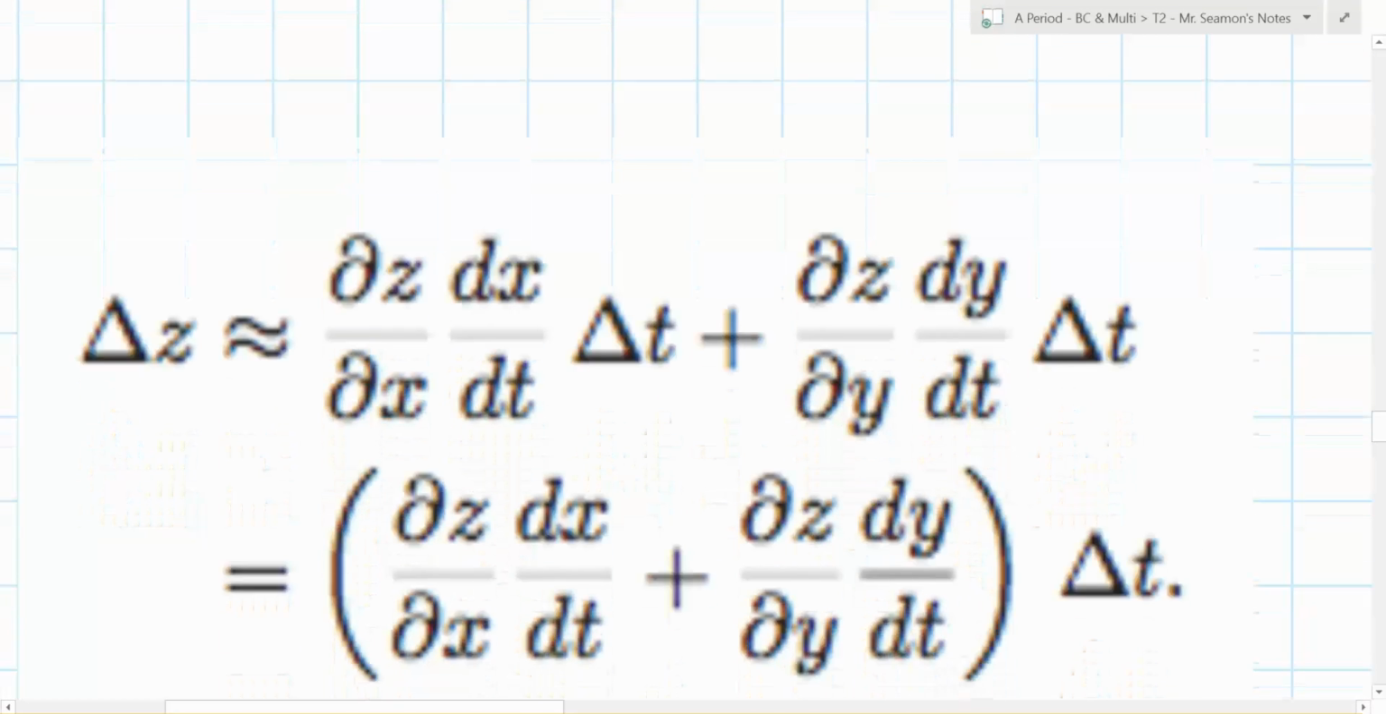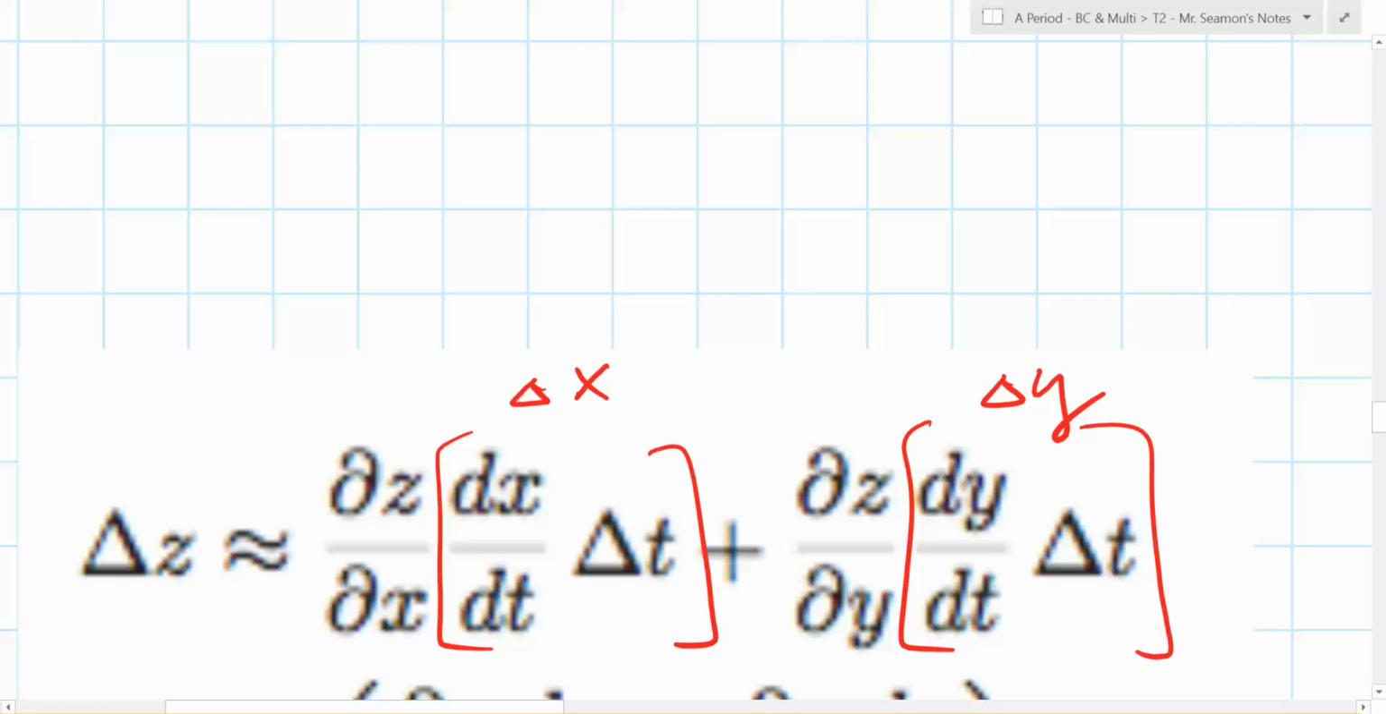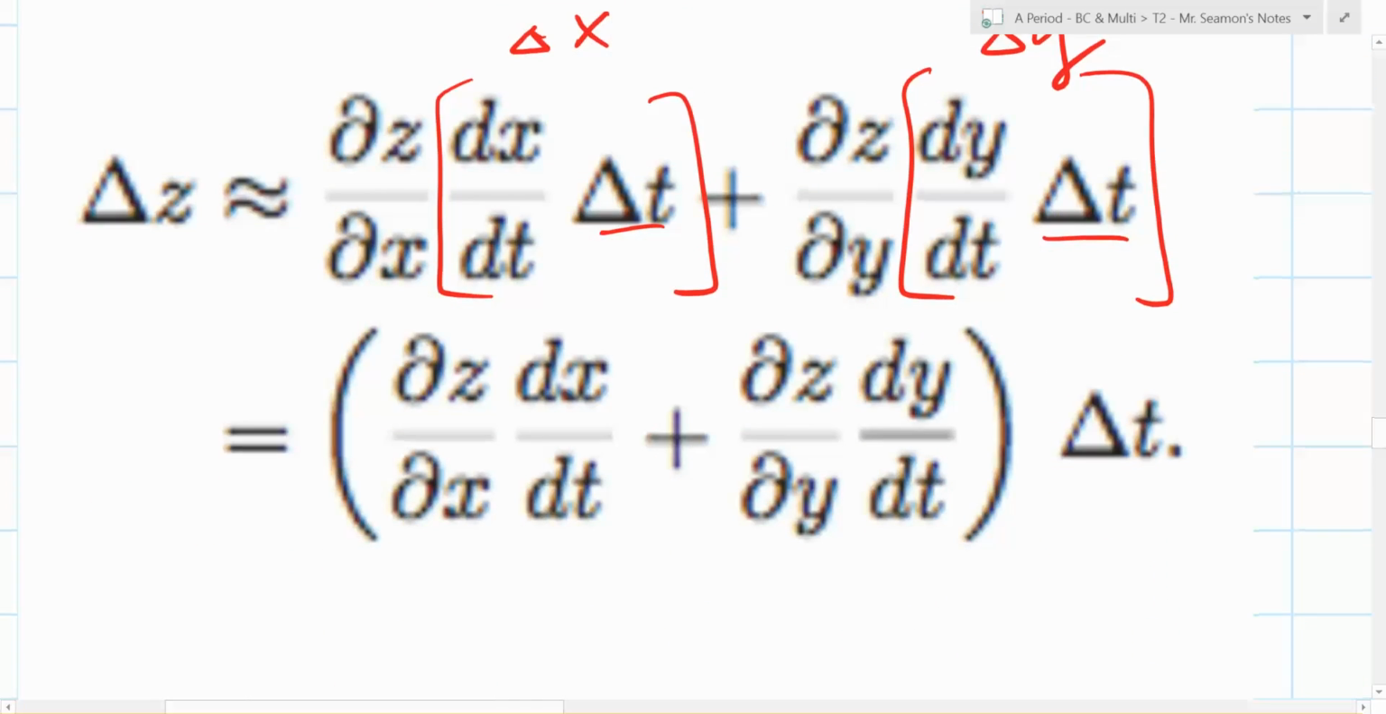Well, it looks nasty, but it's not that bad. This right here, what is this? That's delta x. What's this? Delta y. What's in both of those expressions? Delta t. So what can you factor out? And then what can you divide both sides by?